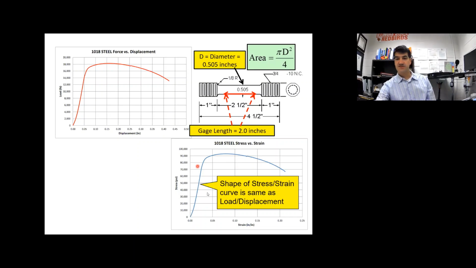All right, so this curve in blue was obtained by dividing each and every one of these load data points by the cross-sectional area and dividing each one of these displacement data points by the original length of the specimen. And that gives us strain down here. So this is what we call a stress-strain curve, and you're going to see a lot of them in this class. This is an extremely important concept in this class, how to create and read and interpret stress-strain curves.